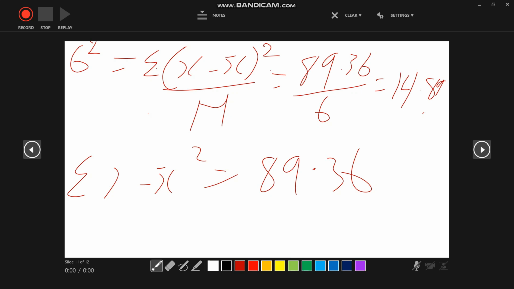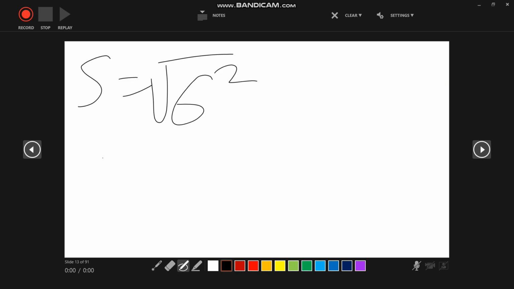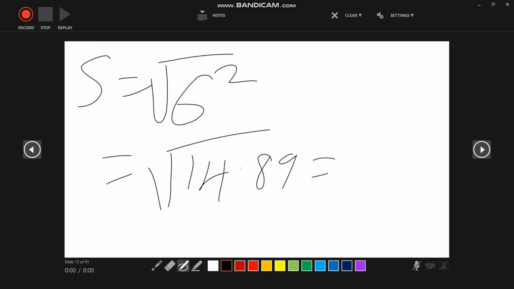So the variance is 14.89 units per ml. The question asks for standard deviation, S. Don't forget it is the square root of variance. So this will be the square root of 14.89, and this will give us 3.86. So the standard deviation is 3.86 and the variance is 14.89.